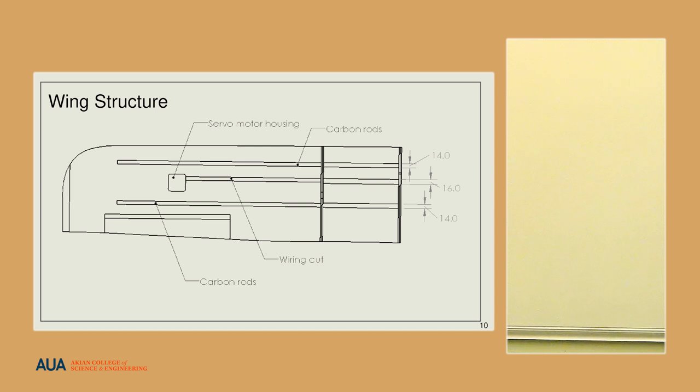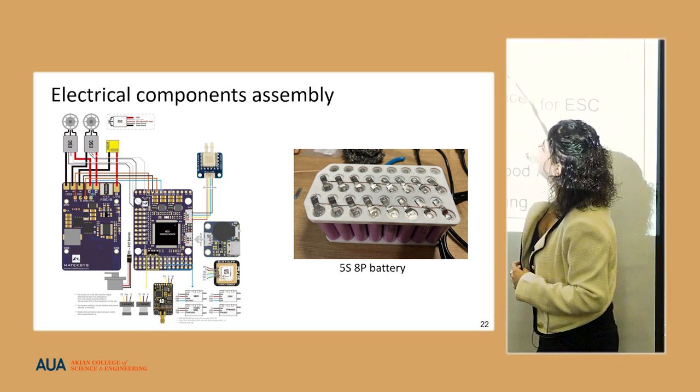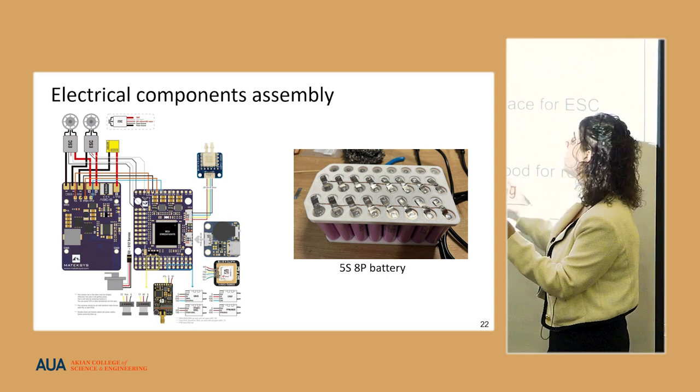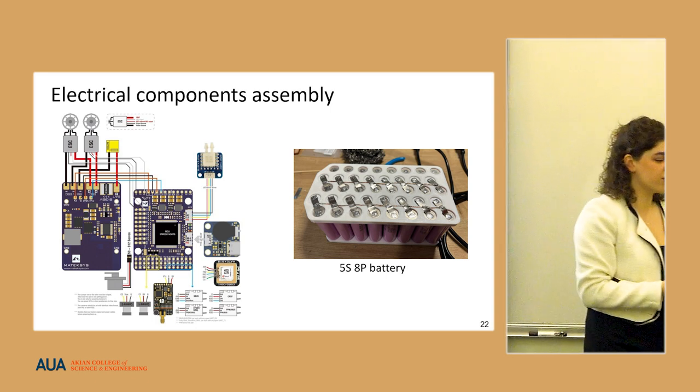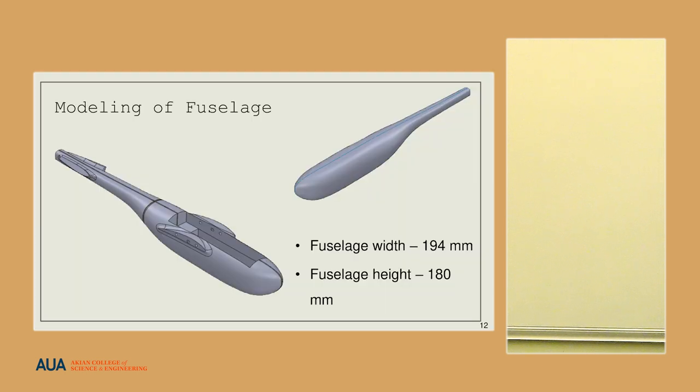Then the carbon rod and cuts for carbon rods and wirings were made, also servo motor housing for the future when it is manufactured. Then the DC motor covers are designed, and for this part, it's important to have some more space for ESC wires. Also, in this part, which is important to attach the two parts of the cover together, we use a double pivot structure, which ensures more reliable motor mounting.